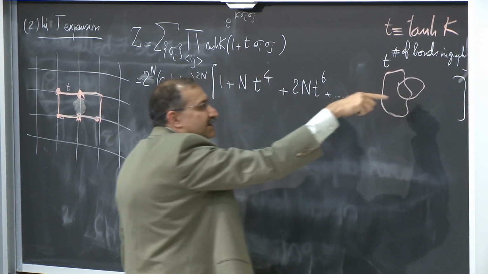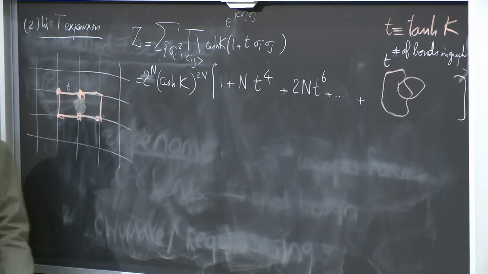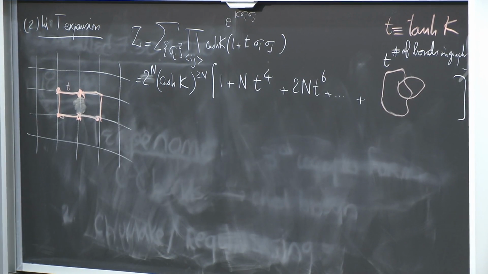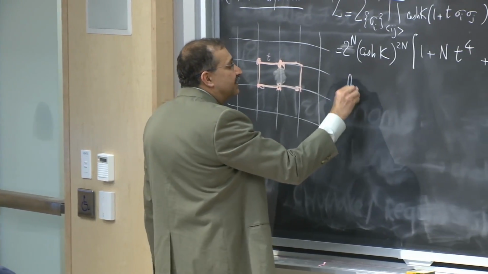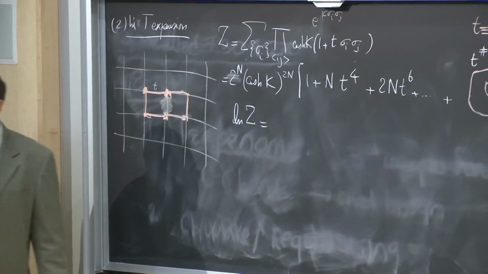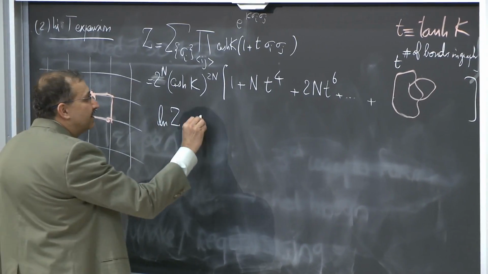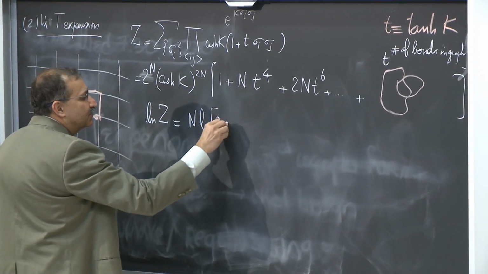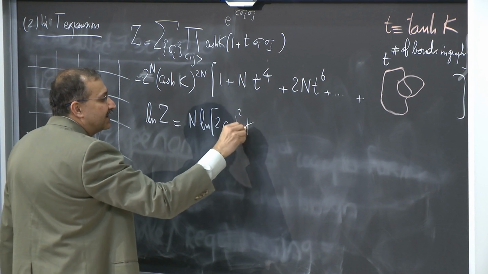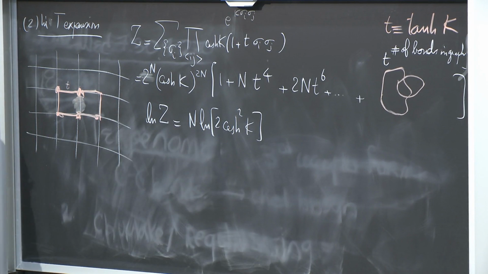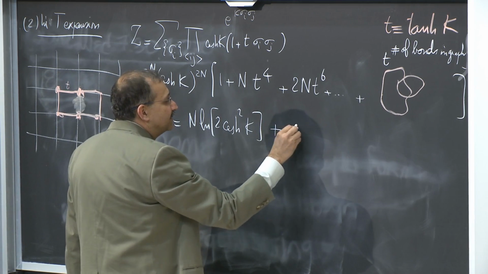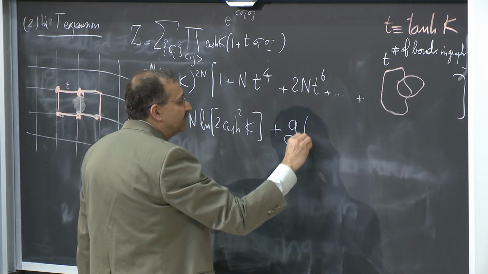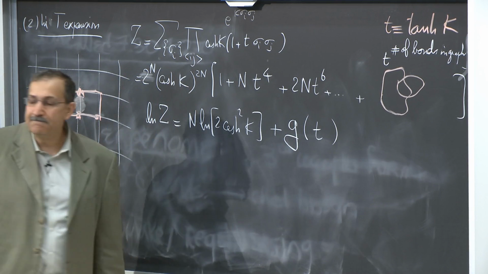And then again, you can see that here I could have multiple loops, just like we discussed over there. Multiple loops will go with larger factors of N. The thing that we are interested in is log Z, which is N log of 2 cosh squared k. And then I have to take the log of this expression, and I'll call it g of t.